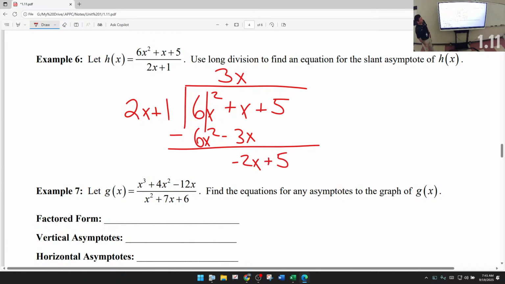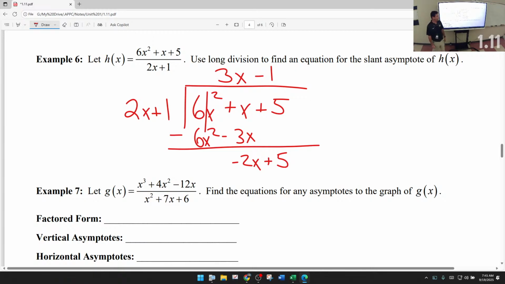Use long division to find an equation for the slant asymptote. And so 2 will go into negative 2, negative 1 time. And I can almost stop right there because that is your equation for your slant asymptote. Be careful again, they could have said rewrite. So if they tell me to rewrite, I need the remainder. But they didn't tell me to rewrite or anything else.